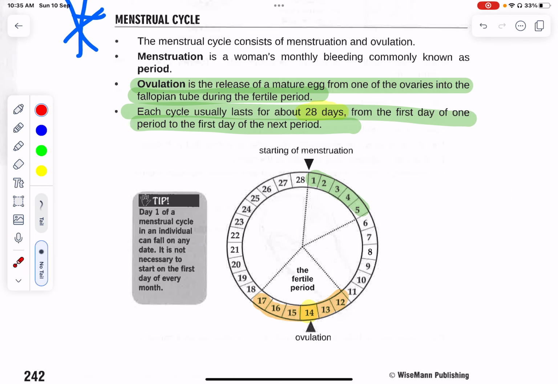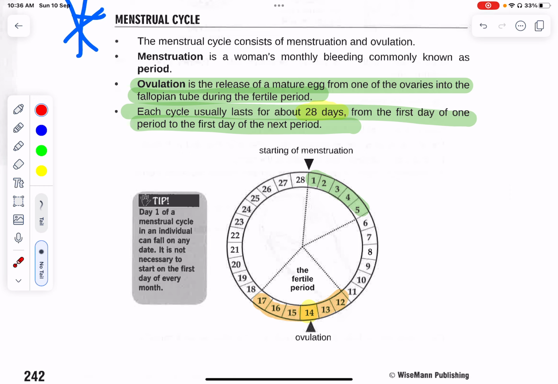Okay, so the menstruation is actually the woman's monthly bleeding, commonly known as the period, and ovulation, which is a key definition they usually ask, is generally the release of a mature egg from one of the ovaries into the fallopian tube during the fertile period. And each of these cycles lasts for 28 days.